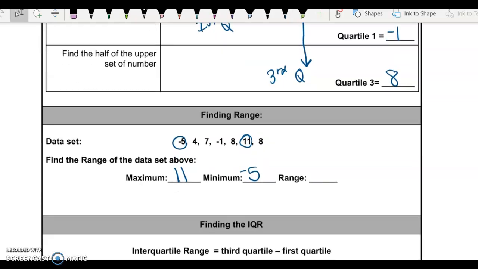So now we're going to find the range. So we subtract 11 minus -5. But remember, when we have minus and negative, this turns to plus. So different signs, right? When we have different signs, we subtract. When they're same signs, we add. And since this turned into an addition sign, we just add them. So that's 16.